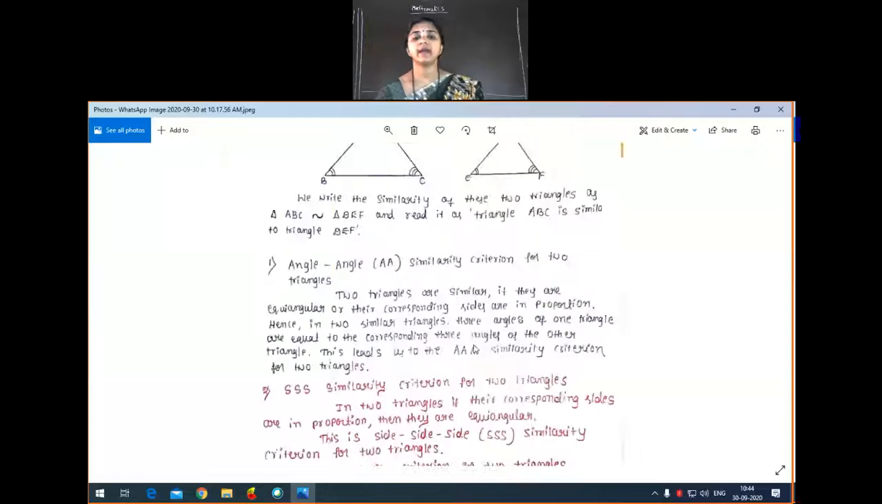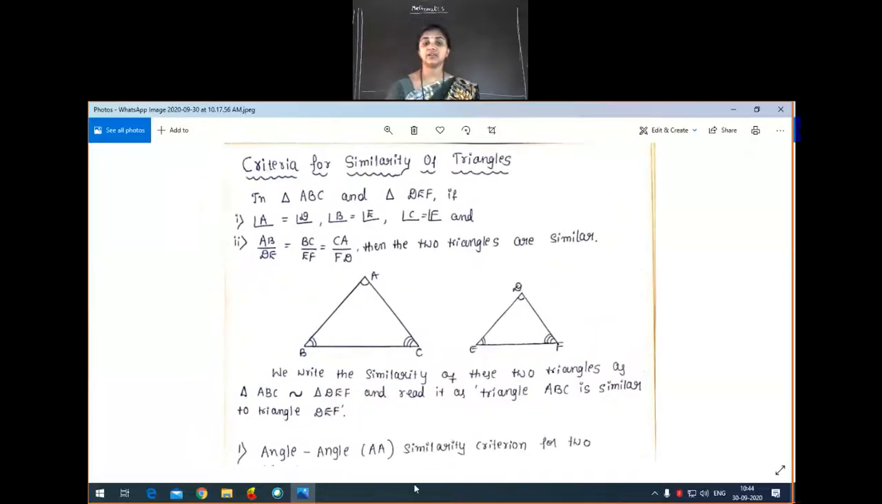So we have the clarification here. Before discussing the criteria of similarity of triangles, see here we have 2 triangles, triangle ABC and triangle DEF. Angle A corresponds to angle D, angle B corresponds to angle E, and angle C corresponds to angle F. So according to the similarity condition, angle A equals angle D, angle B equals angle E, angle C equals angle F.